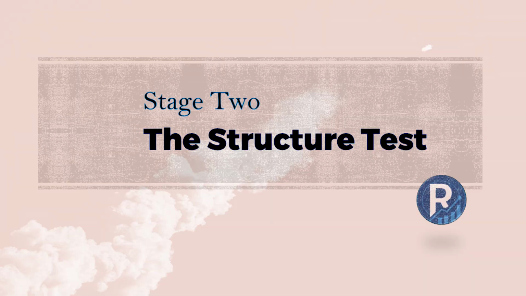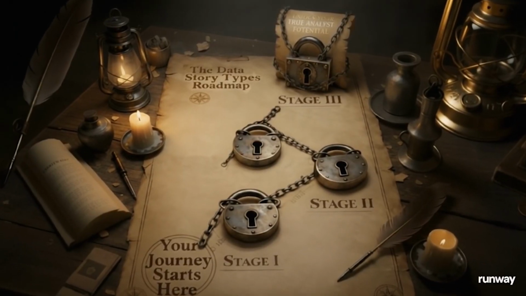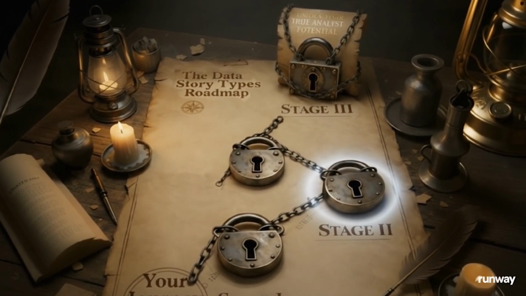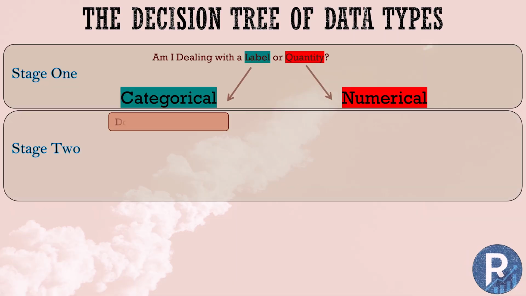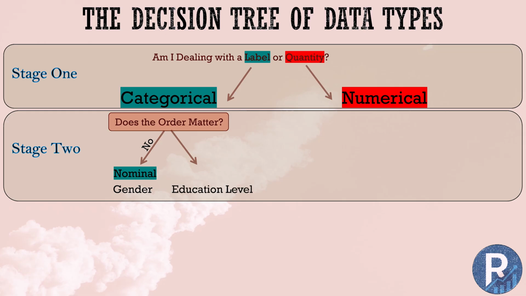That's what separates a beginner from a pro. Stage 2 is the structure test. If your variable is a label, ask, does the order matter? Gender? No order. That's nominal.